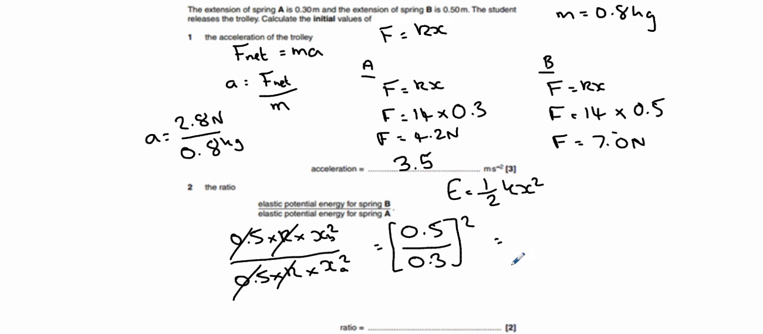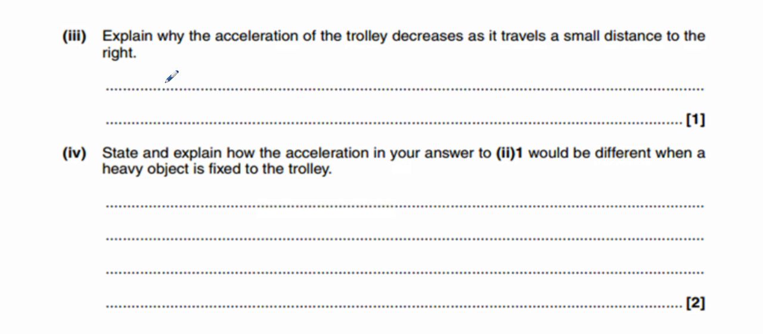You plug that into a calculator, you get 2.8. There's no units because it's a ratio. Ratios don't have units. So we can leave that as 2.8. Okay, moving on to the last few points.